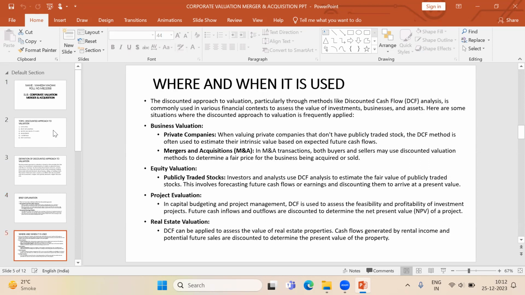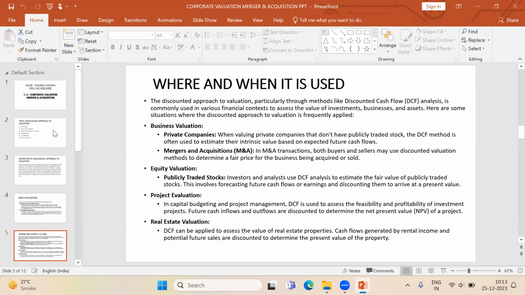Let's see where and when it is used. The discounted approach to valuation, particularly through methods like discounted cash flow analysis, is commonly used in various financial contexts to assess the value of investments, businesses, and assets. Here are some situations where the discounted approach to valuation is frequently applied. First, business valuation in private companies. When valuing private companies that don't have publicly traded stock, the DCF method is often used to estimate their intrinsic value based on expected future cash flow.